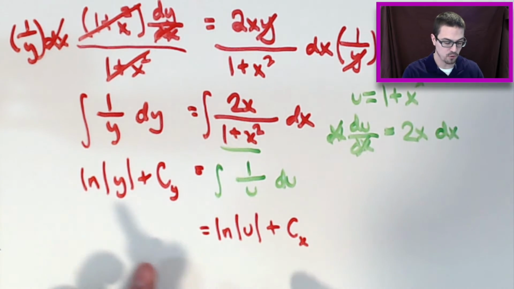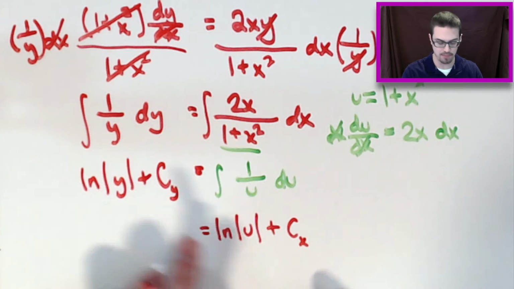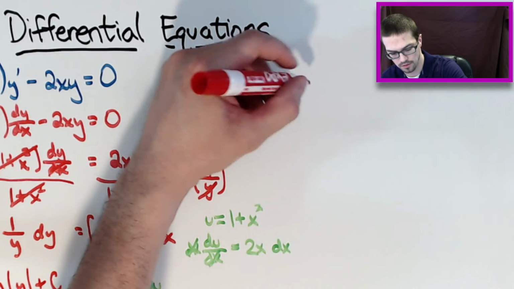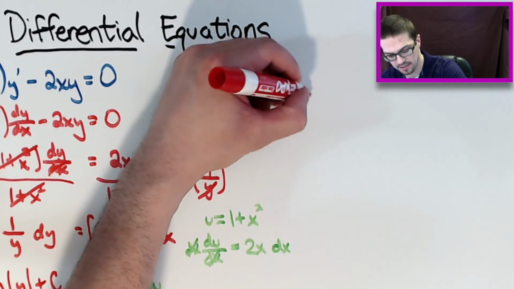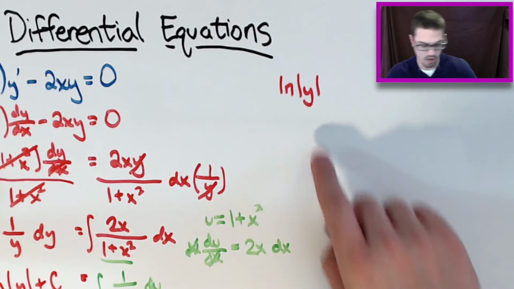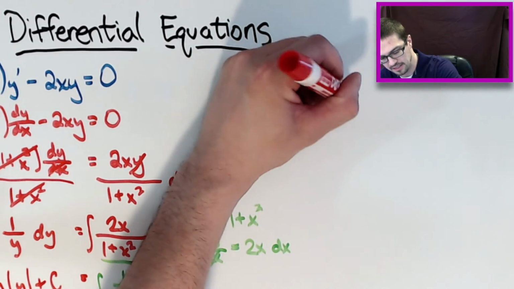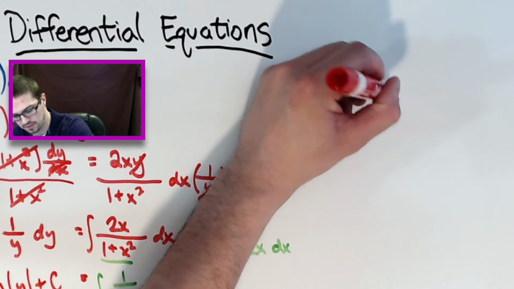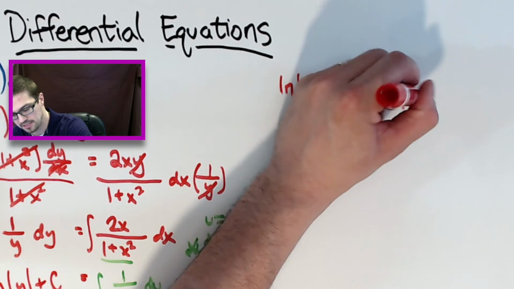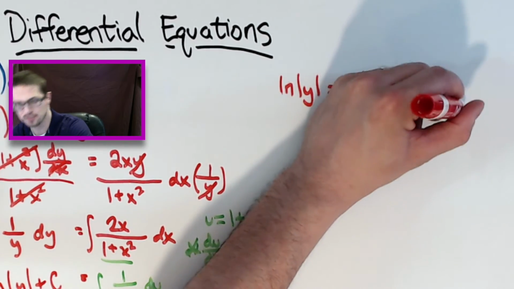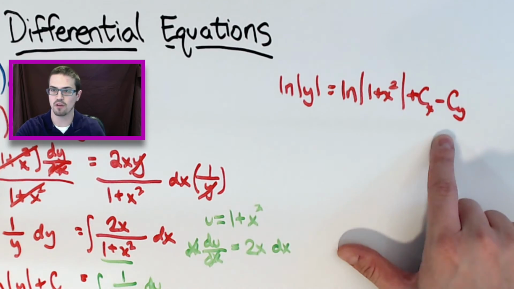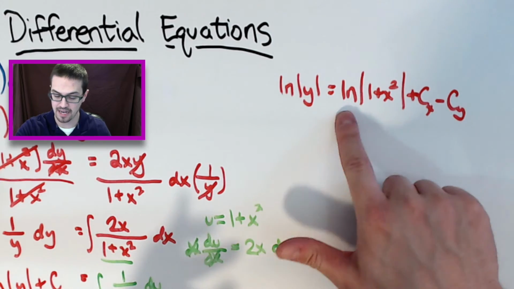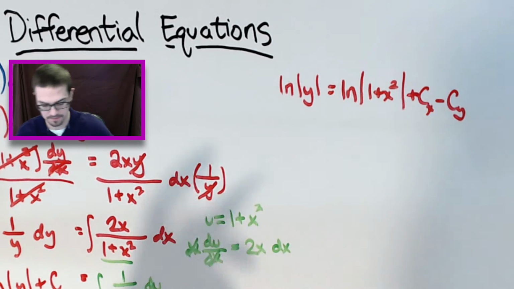Okay, from here, I'm going to subtract the c sub y on both sides, but I'm going to do that over here. So I have the ln absolute value of y is equal to the ln. Now I'm going to substitute my u back in here, so now it'll be the ln absolute value of 1 plus x squared plus c sub x minus c sub y. Well, these are both constants, so I'm just going to combine them to be just c regular. So it's just going to be ln absolute value of 1 plus x squared plus c.